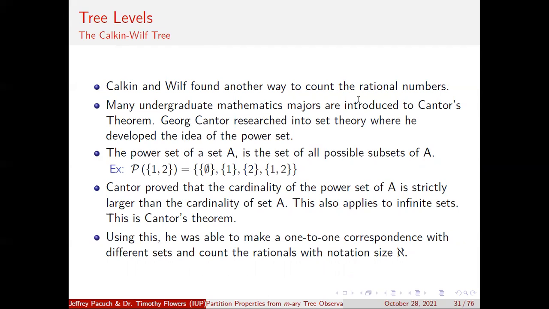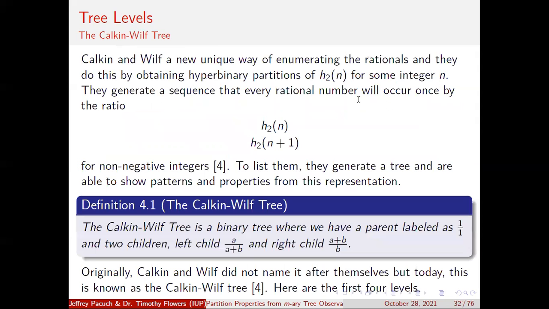So they didn't come up with this idea fully. There was, like I said, the author Stern, who had some of these ideas, and they just put them together and said, hey, this is true. And then eventually it got named after them.